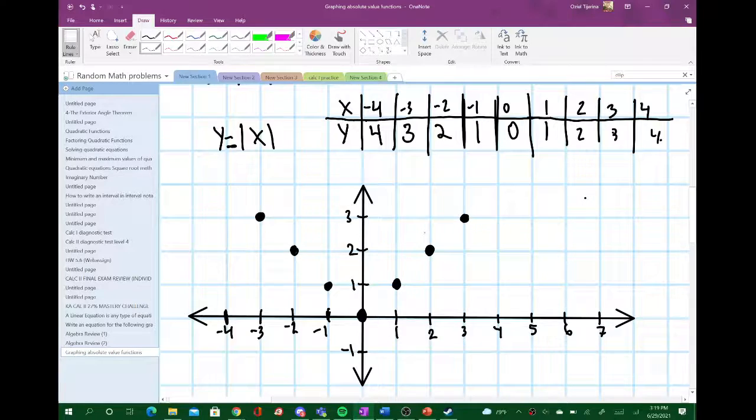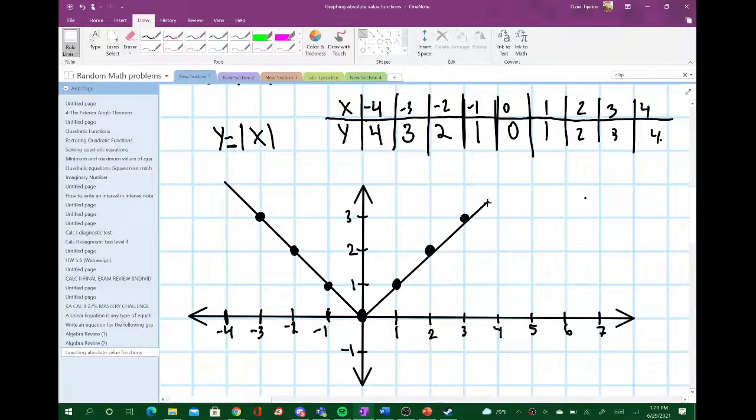And you notice how it looks like a V, right? That's literally what the absolute value function is. It's just a V-shaped graph. This is very similar to the parabola, but we're not really focusing on parabolas here in this video. All you have to really know is that this graph here is how you graph an absolute value function. Now, we are going to go over a few more examples in this video.